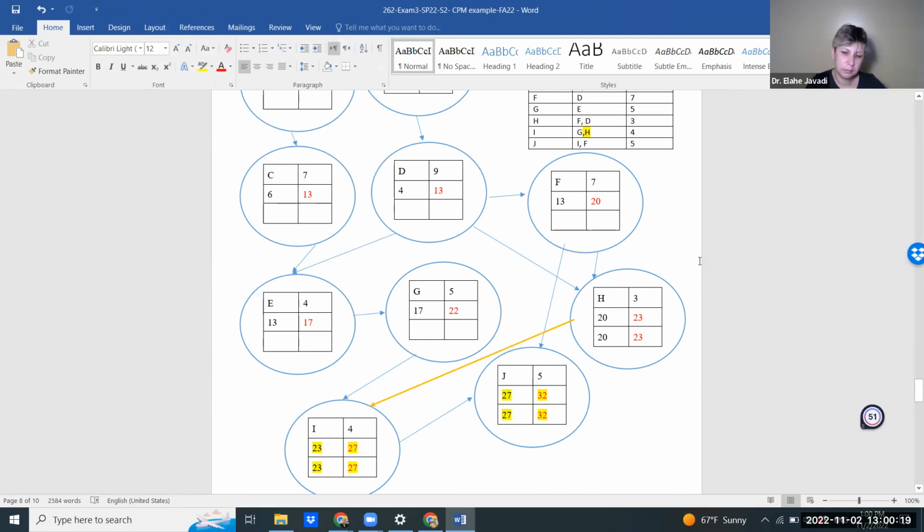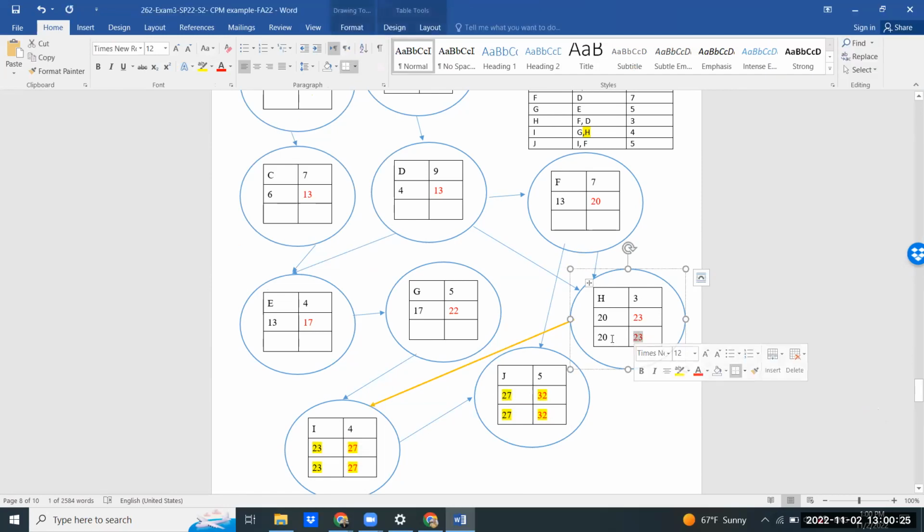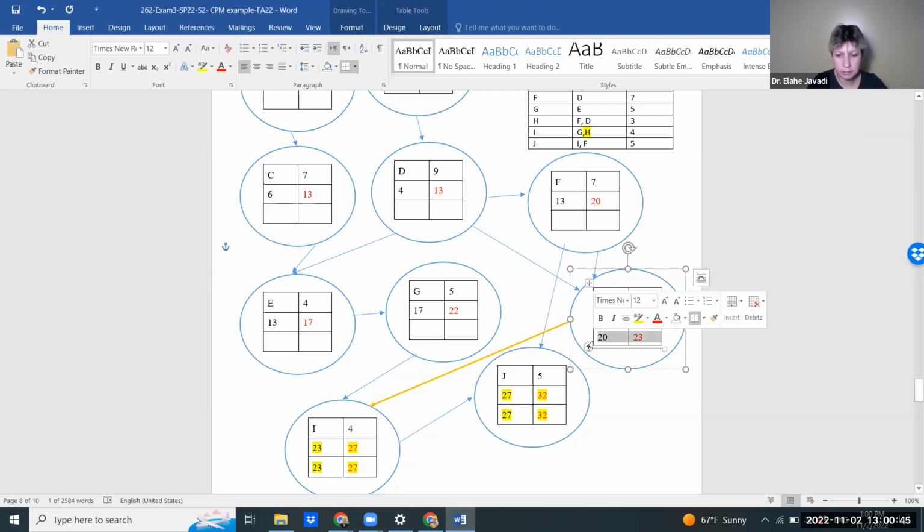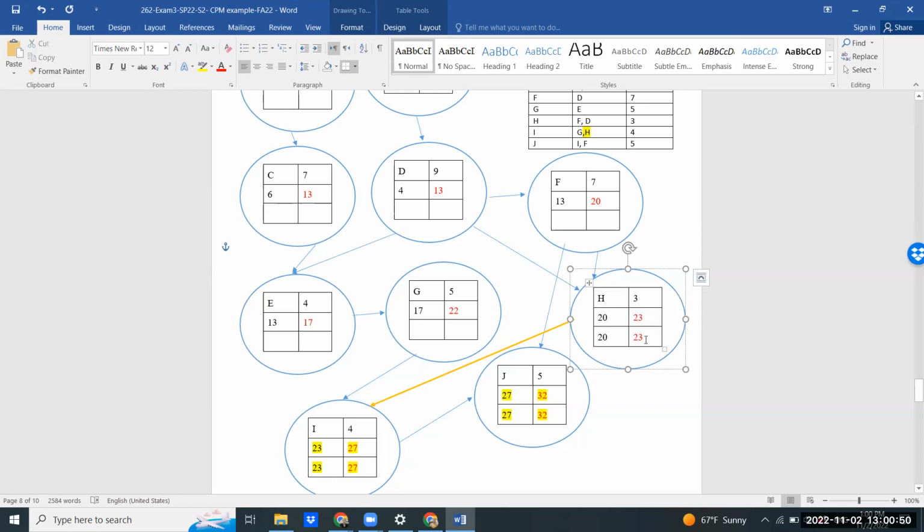H would be what, for late finish or late start and late finish? Shouldn't it be 23 and 26? 23 and 26, based off I, which doesn't start till 23. So tell me what is the area of mistake? Just be more specific. Is it these two I numbers? The late start should be 23 and the late finish should be 26 because I doesn't start till 23, so you can wait until 26 to finish. Oh, okay, I see.